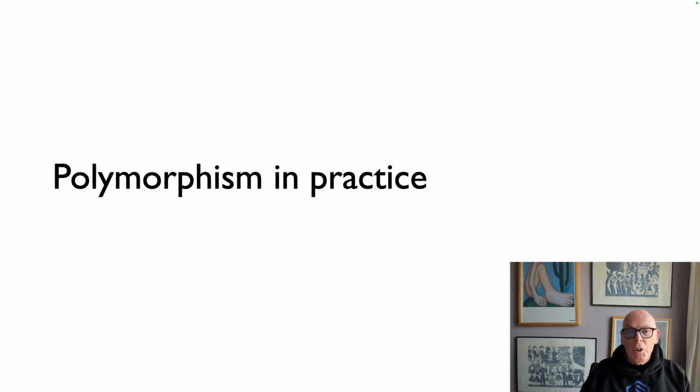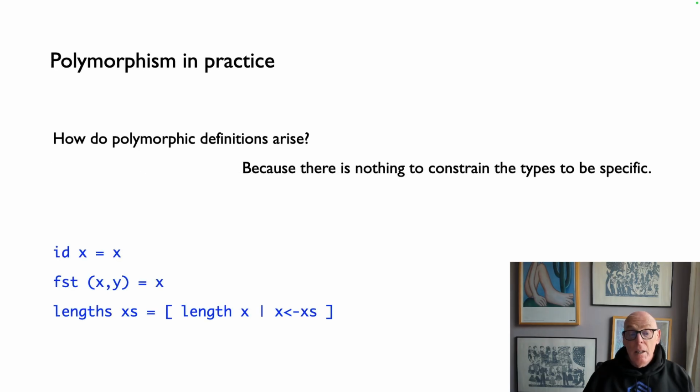In this segment, I want to talk about how polymorphism arises in practice. That is, how do polymorphic functions come to be polymorphic? What I want to do is take a look at some examples and we'll see how that happens. I guess the crucial principle is that polymorphic definitions arise because there's nothing to constrain the types to be any more specific. And let me just run through a few examples of that.